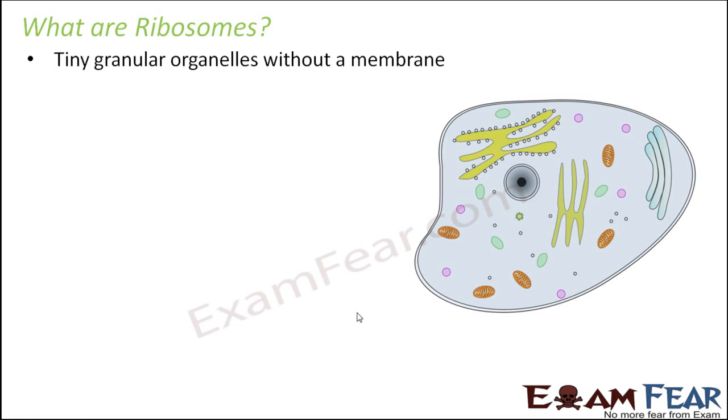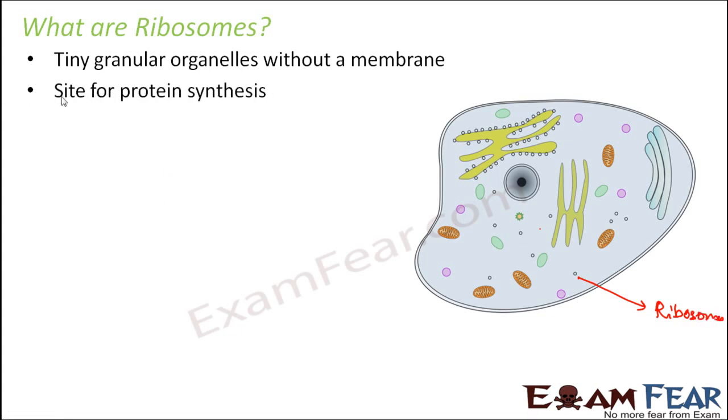These are tiny granular organelles without a membrane. So this is an example of a structure which is without a membrane. You would have seen that while we were talking about the rough endoplasmic reticulum, or about mitochondria, we always showed the small dotted structures, tiny structures, as ribosomes. Actually they are very, very tiny. Here you can see these small structures, they are ribosomes.